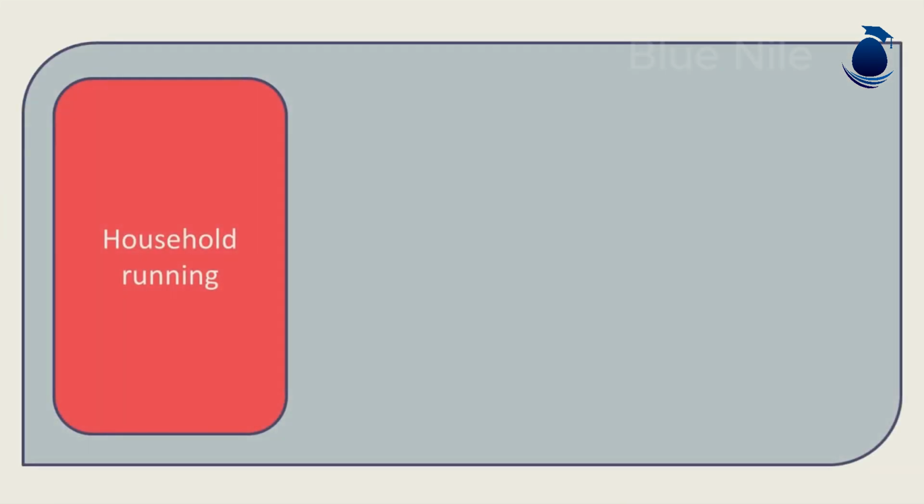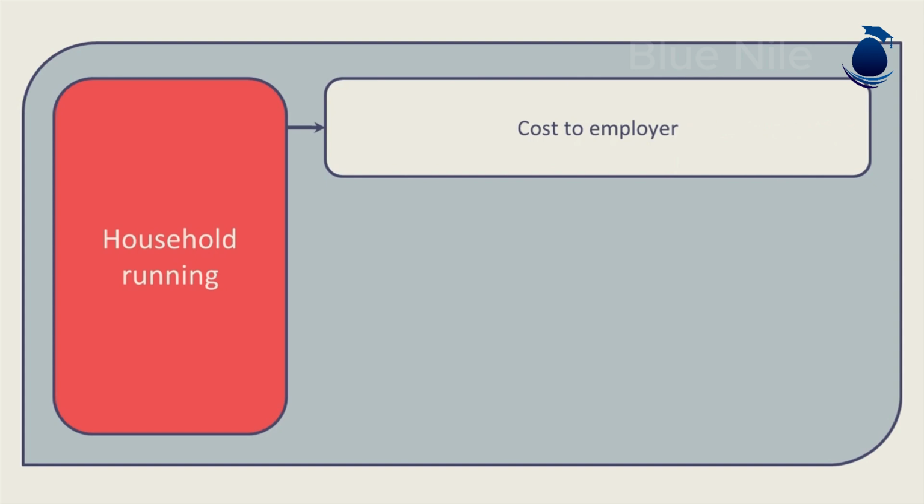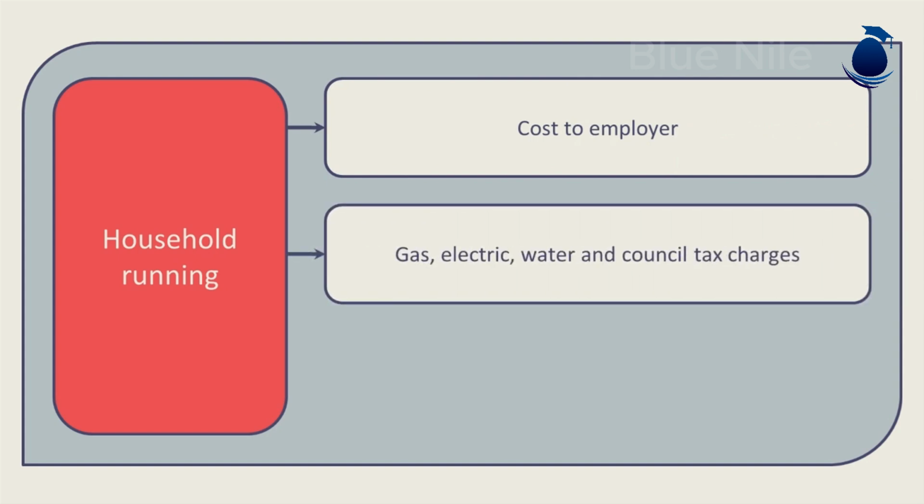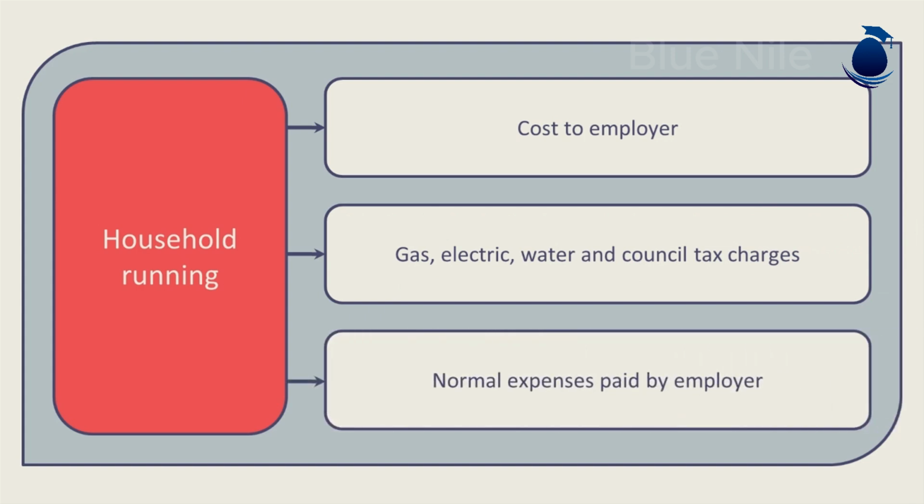The household running expenses are calculated based on exactly what the cost to the employer is, and could include things like the employer paying for gas, electric, water, or maybe even the council tax charges. Anything which the employee would normally pay for themselves in relation to their home, and instead is being paid for by the employer, are included here. That's all of the individual elements of the accommodation benefit which might need to be calculated.